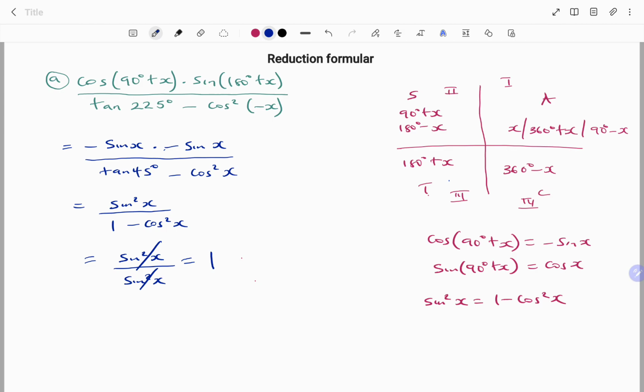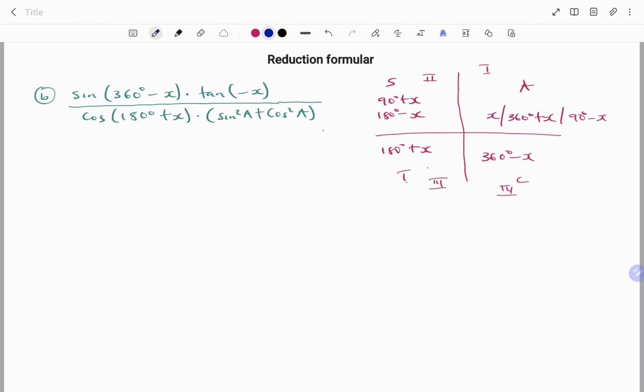Let's look at another example. In this example, we have sin(360° − x) times tan(−x), all divided by cos(180° + x) times (sin² a + cos² a). We're going to be using the same CAST diagram.